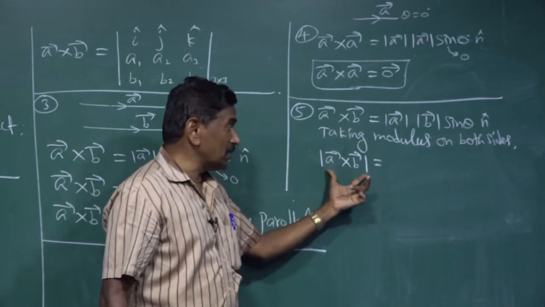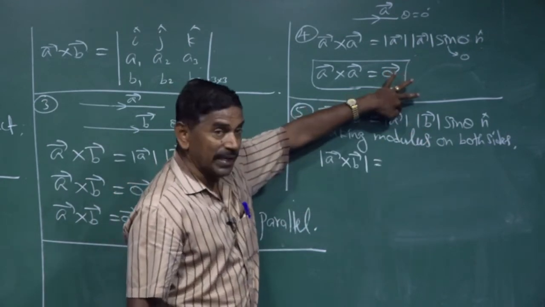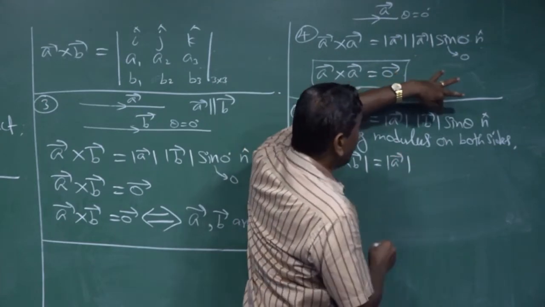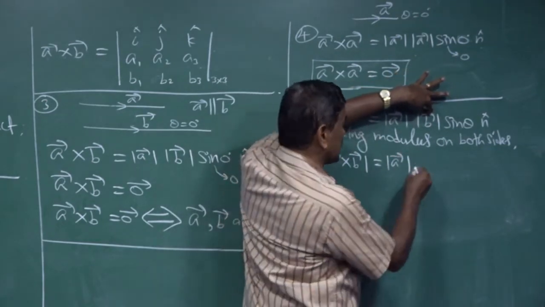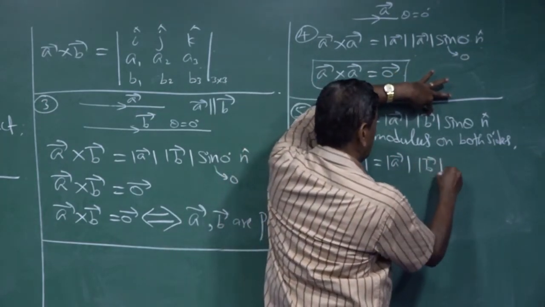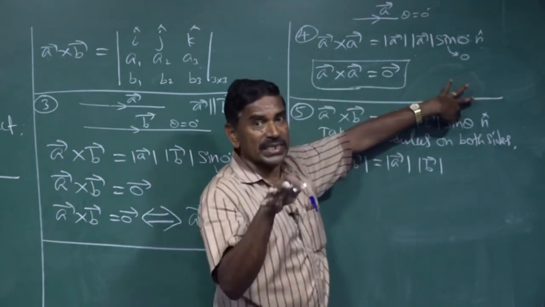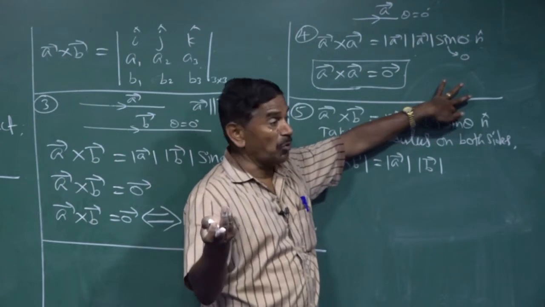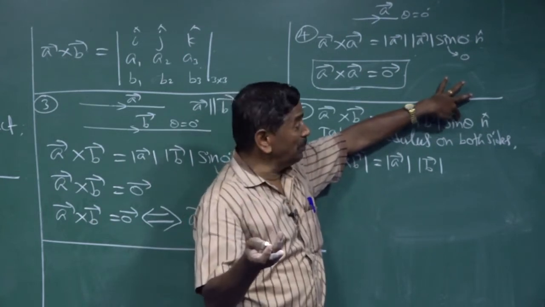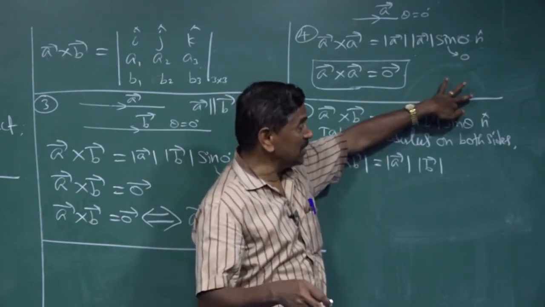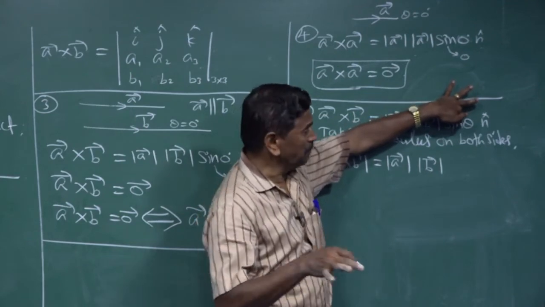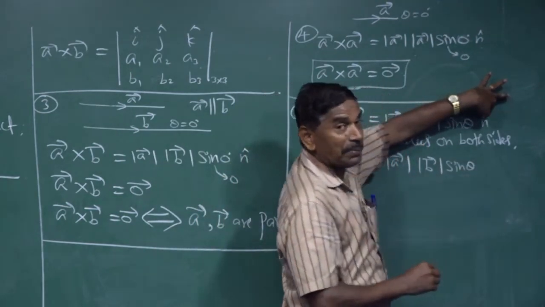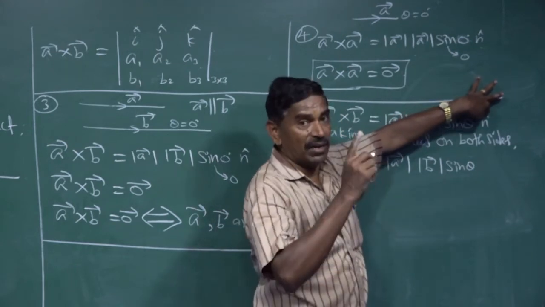Modulus of A vector cross B vector is equal to modulus A vector into modulus B vector, itself, and sin theta is a scalar, because sin 0 is 0, sin 30 is 1 by 2, sin 45 is 1 by root 2, sin 60 is root 3 by 2, and sin 90 is 1. Therefore sin theta stays itself. But n cap is a unit vector perpendicular to both A vector and B vector.